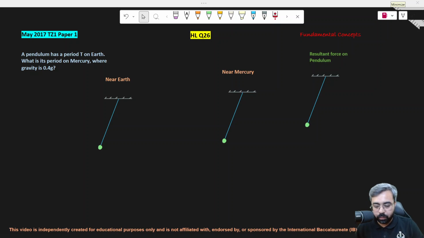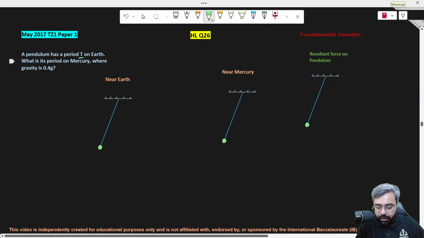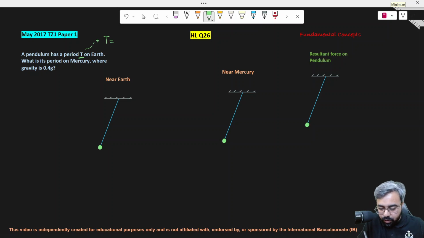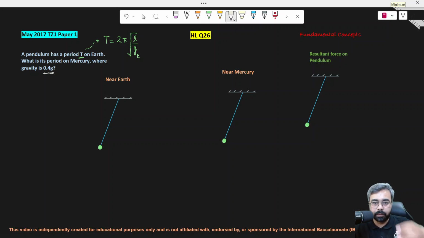So in this question, we will try to find out the time period of the pendulum on Mercury if its time period on Earth is T. T means the time period, T equals 2 pi square root of the length of the pendulum divided by the gravitational field strength, g_E. We are provided the information that the gravitational field strength on Mercury is 0.4 g, meaning 40% of what we have on or near the surface of Earth.